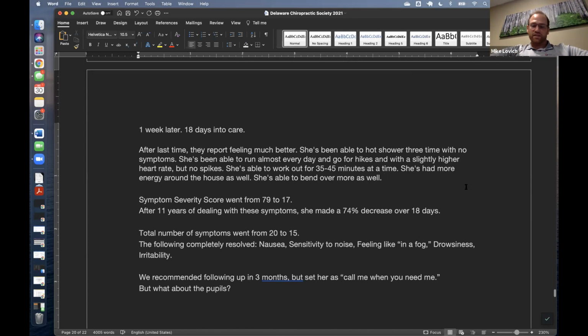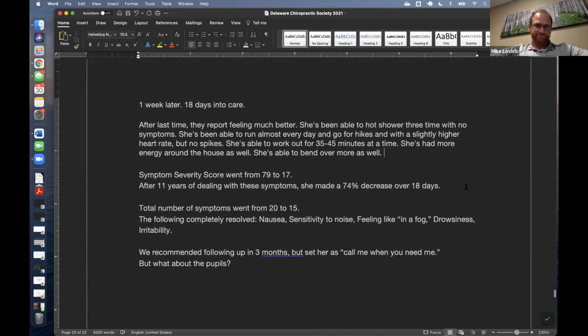We recommended that she follow up in 3 months, and we set her as a call-me-when-you-need-me patient. I'm not a fan of maintenance care personally, especially from a neuro care thing, because from a neurological maintenance care thing, they should go get regular musculoskeletal care. That's what you're getting week to week. For neurological rehab, no, we could just call me when your symptoms come back. They should stay away for a relatively long period of time.